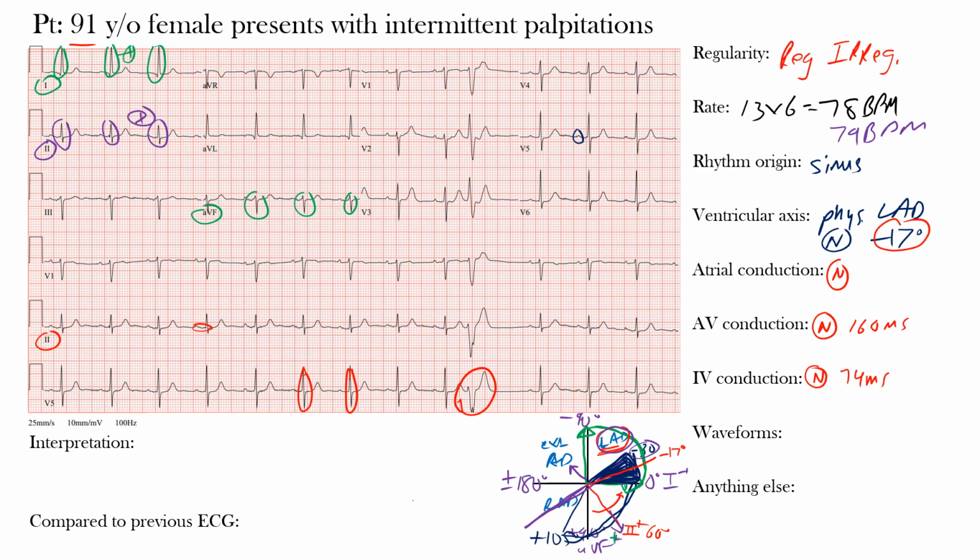All right, so how about the waveforms? Okay, so we said that the P waves were normal with no significant P wave prolongation or increase in amplitude in leads 2 or V1. No abnormal Q waves or QS complexes are present here. The T waves are present, they're asymmetric, and they appear normal.